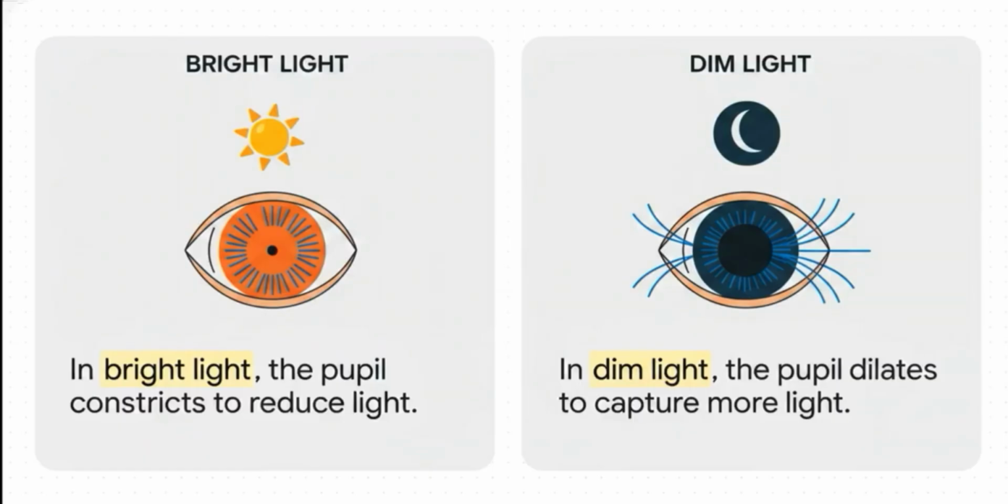But then you walk into a dark movie theater. The exact opposite happens. The radial muscles of the iris contract and the circular muscles relax. This antagonistic action causes the pupil to widen or dilate, capturing as much light as humanly possible so you can actually find your seat.